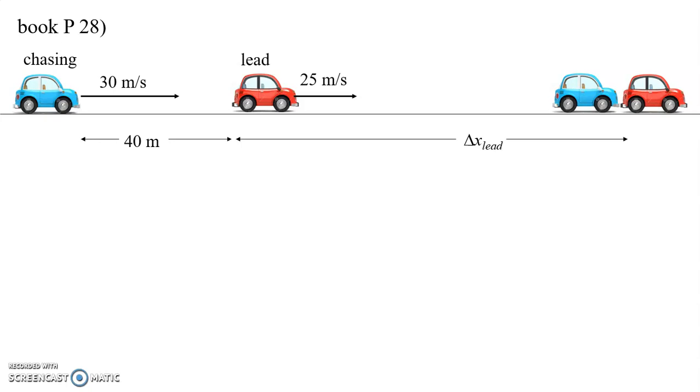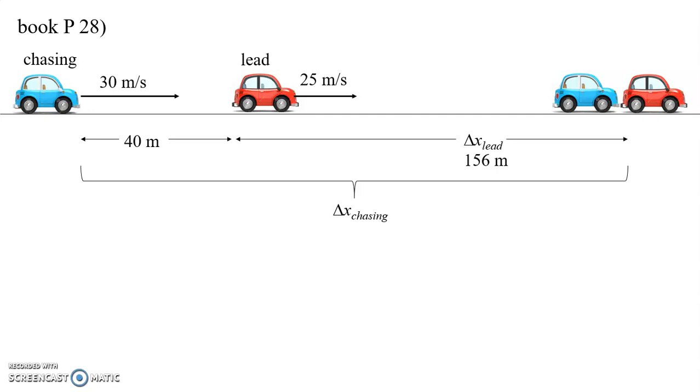Now here's the key. The chasing car is 40 meters behind the lead car to begin with. So the chasing car doesn't travel the same distance. The chasing car has extra distance to travel, right? And that's where I think some students are having trouble. You should have no problem finding that delta x lead is 156 meters. Then I'll leave it to you to figure out how far the chasing car has to move before it slows down and just barely avoids hitting the lead car.